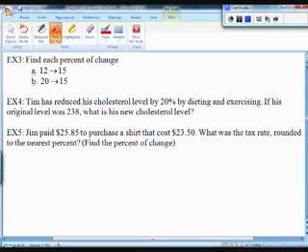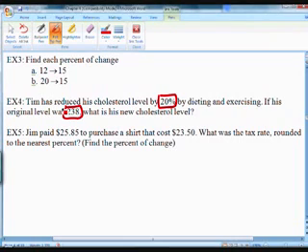Example 4 says Tim has reduced his cholesterol by 20% by dieting and exercise. That's pretty good. His original level is 238. What is his new cholesterol level? This is easy. Watch this. He reduced it by 20%. 20% of 238. Think about what I just said.